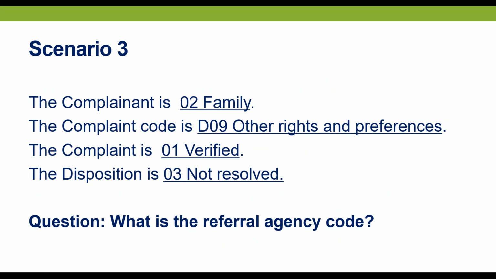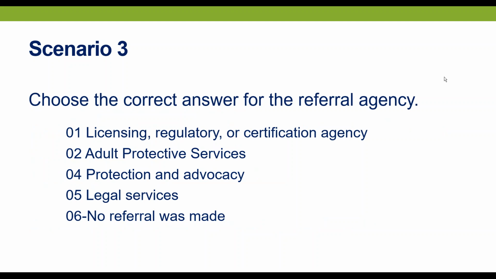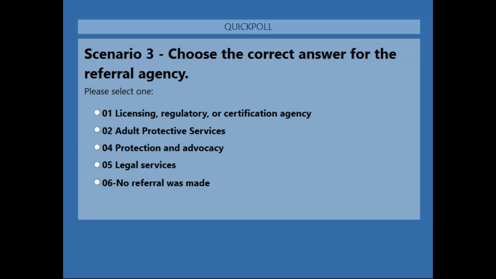Next slide. For this scenario, the complainant is O2, the family. The complaint code is D09, other rights and preferences. The complaint is verified, and the disposition is O3, not resolved. So our question to you in the poll is, what is the referral agency code? And please note our limitations in this webinar, that we could only ask for 5 of the agency codes, not all 7.